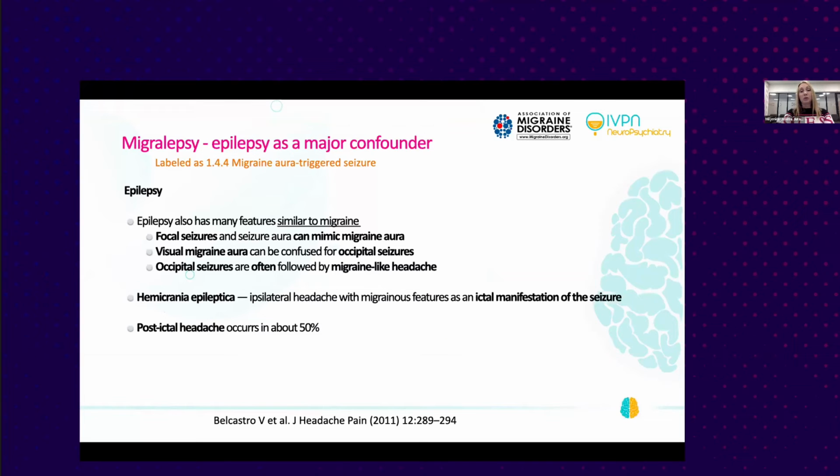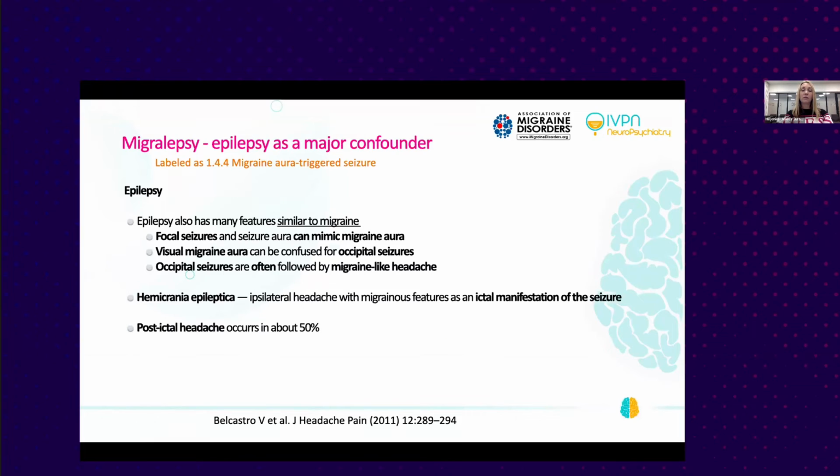But there is a special connection between epilepsy and migraine. We do know that focal seizures can mimic migraine aura. We do know that migraine aura, especially visual one, can be confused with occipital seizures. We have seen the pictures of how auras and seizures look like in the beginning of this lecture. We know that occipital seizures are often followed by a migraine-like headache. So post-ictal headache usually occurs in about 50% of people.